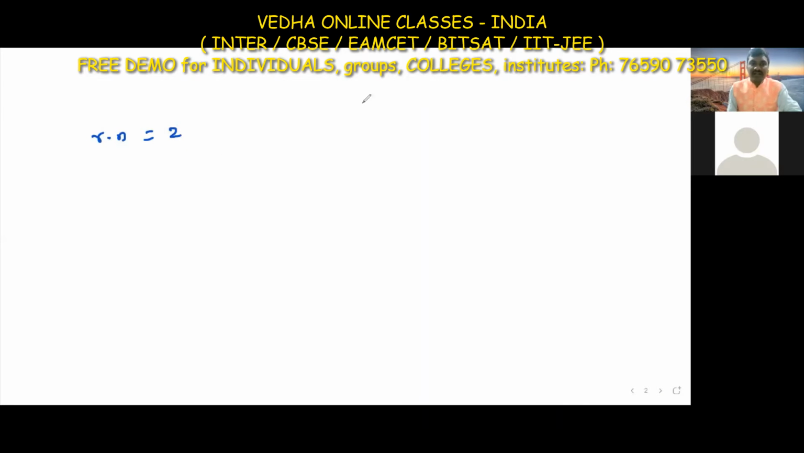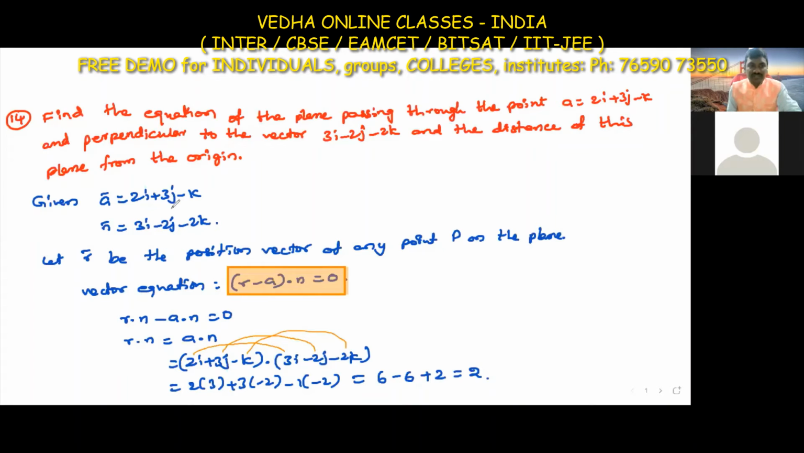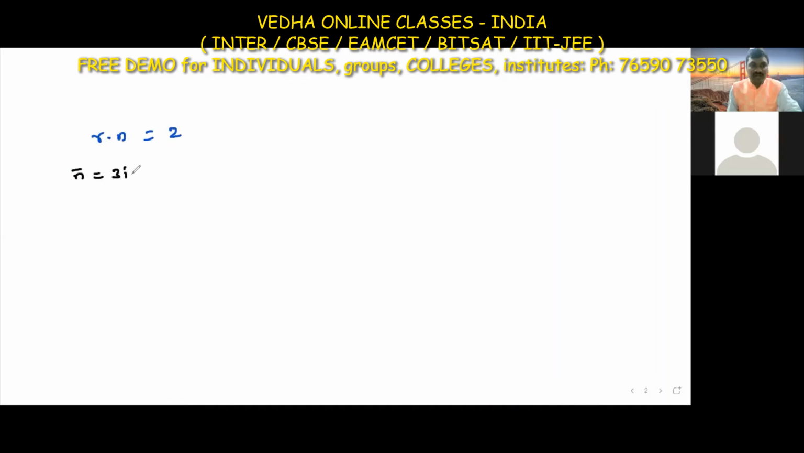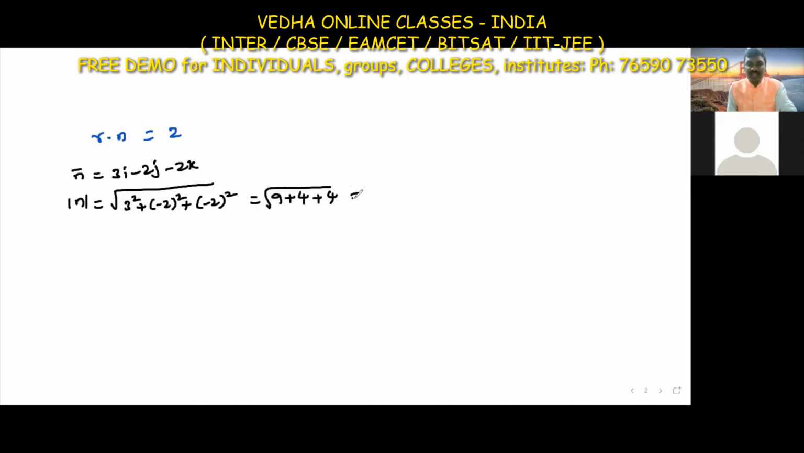Now, what is the n vector? The n vector is given in the question, that is 3i minus 2j minus 2k. I am finding the magnitude of this vector. The magnitude of the vector is the square root of the i coefficient squared plus the j coefficient squared plus the k coefficient squared. That means 3 squared is 9, 2 squared is 4, and minus 2 squared is plus 4 only. 9 plus 4 is 13, plus 4 is 17, so root 17.